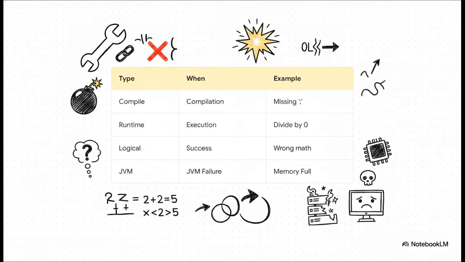To bring this whole shebang together, let's look at this summary to cement exactly when and why these bugs show up in your journey. Compile time errors happen during compilation, stopping you in your tracks for things like a missing semicolon. Runtime errors strike during execution, throwing exceptions for issues like a null pointer. Logical errors happen when everything runs smoothly, but the logic is flawed, so you get a bad result. And JVM errors, that's when the environment itself goes down like running out of memory.